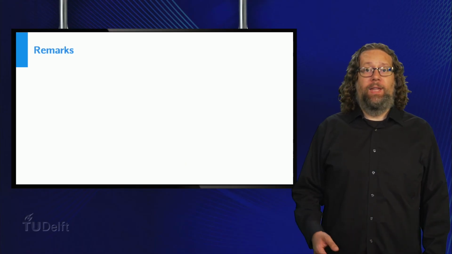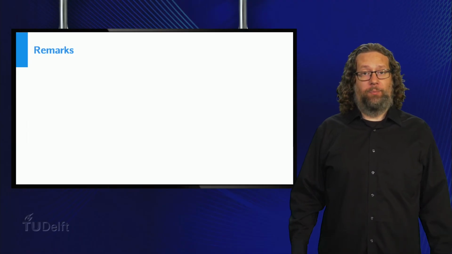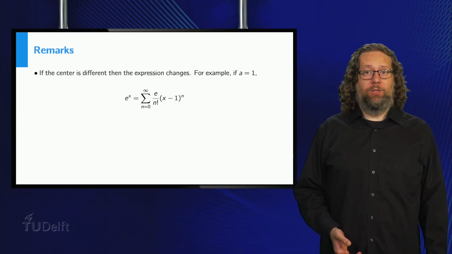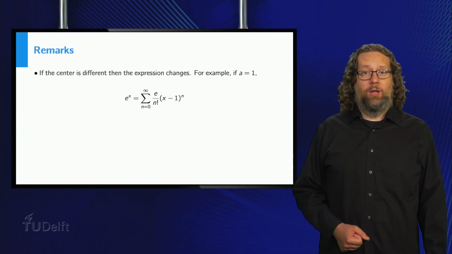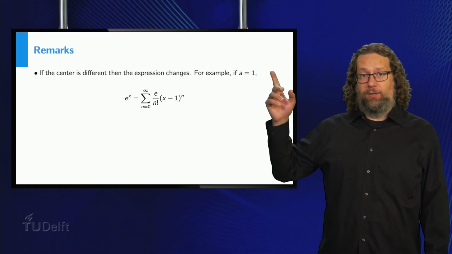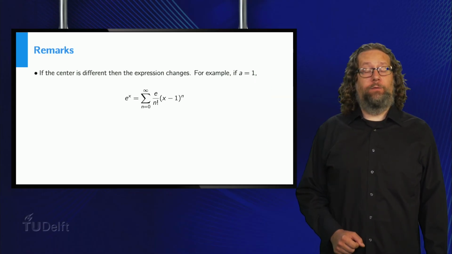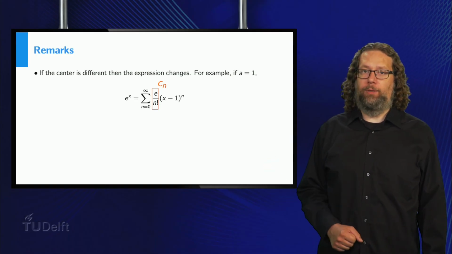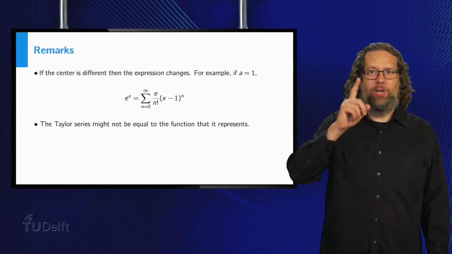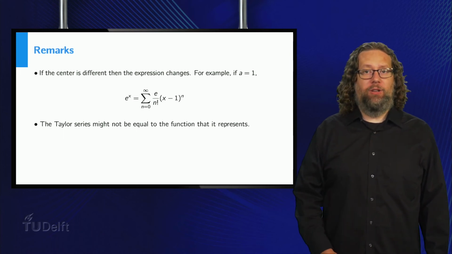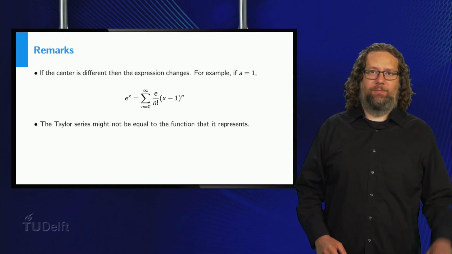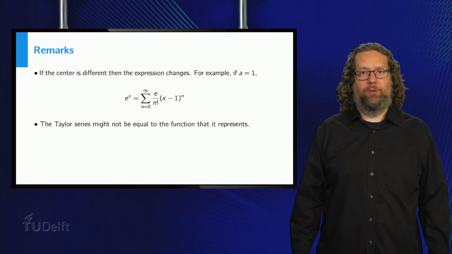Of course, the expression of the power series will change depending on your choice of the center. For example, for the function f of x equal to e to the x, when you choose the center equal to 1, you obtain the expression you see on the slide. Observe that the coefficient for Cn changes, and now it is e over n factorial. Oh, and be careful. Sometimes the Taylor series might not be equal to the function that it represents. But we will leave all the details and difficulties for the lecture.